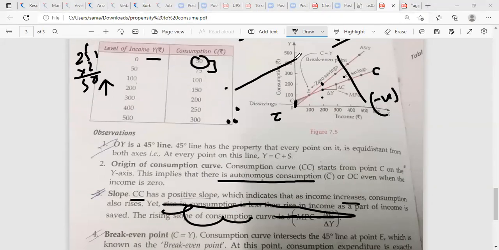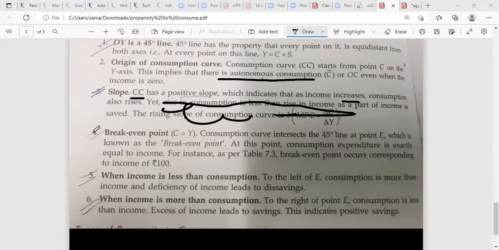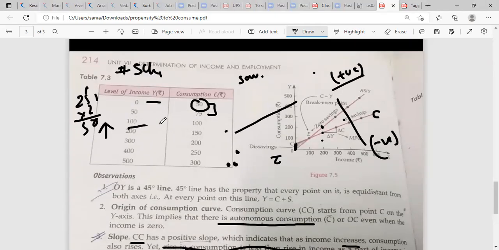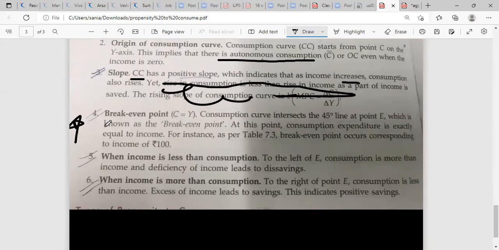Yes, ma'am. Okay. This is very important, break even point. Break even point is when your consumption is equal to income. This one is your break even point, a very, very important point. When your C is equal to Y, the consumption curve intersects the 45-degree line at the point E, which is known as break even point. At this point, consumption expenditure is exactly equal to income. So you will just write this.